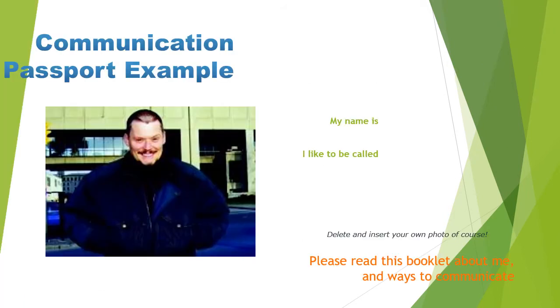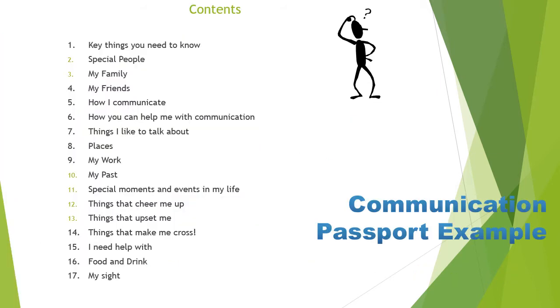So you'll see the first page, it's an example, as I said, of your communication passport. It says, please read this booklet about me and ways to communicate. You'll see there's a photograph of the person on there, and you'll have the person's name and the preferred name. For example, if this was me, my name is Jacqueline, but I prefer to be called Jackie. So that would be on there, so that people know when they're communicating, they use the right name.